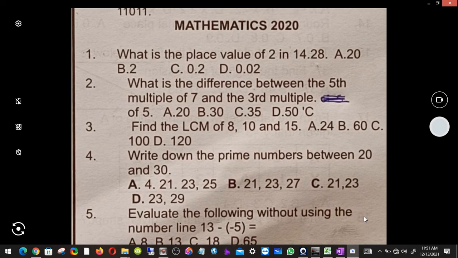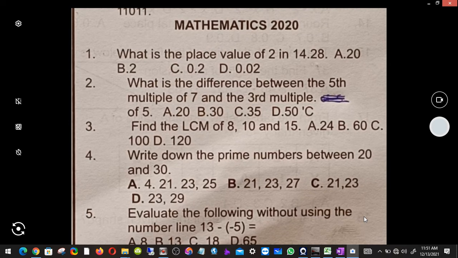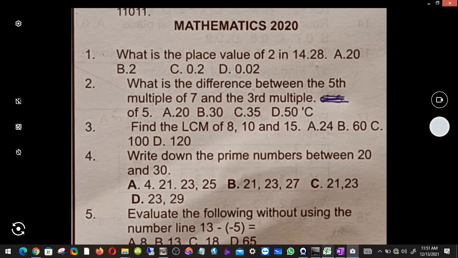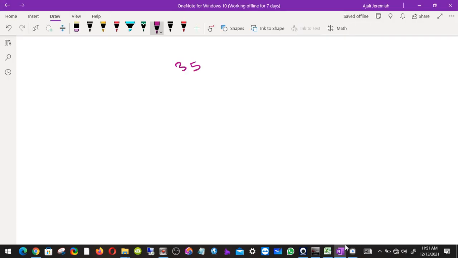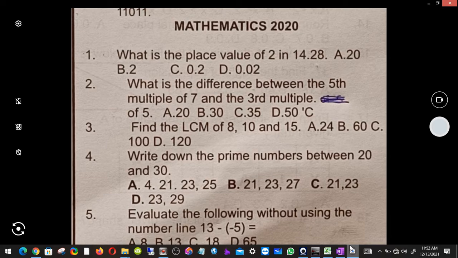Number 2. What is the difference between the 5th multiple of 7 and the 3rd multiple of 5? The 5th multiple of 7 is 5 times 7, right? Yes. 5 times 7? 35. Then the other part is what? The third multiple of 5 is 3 times 5, and that's what? 15. And we're looking for the difference. So the difference becomes? 20. Option A. Okay, option A.